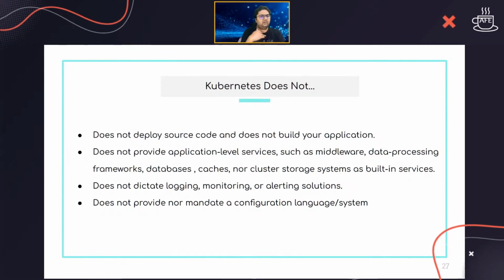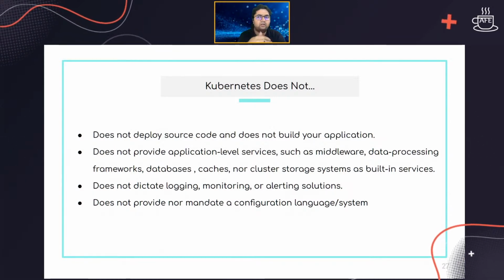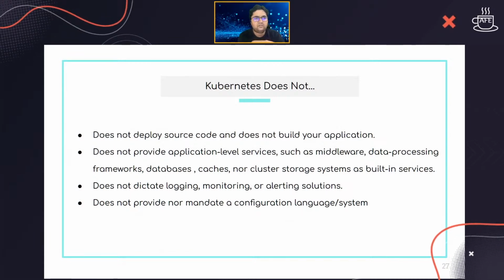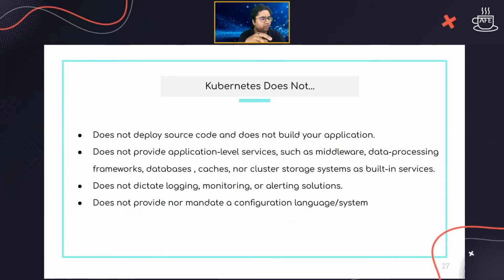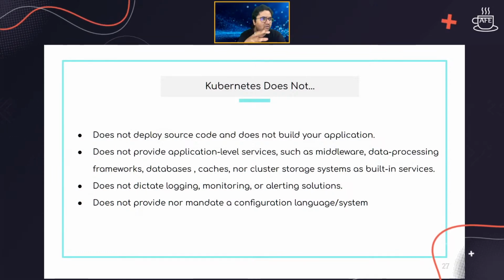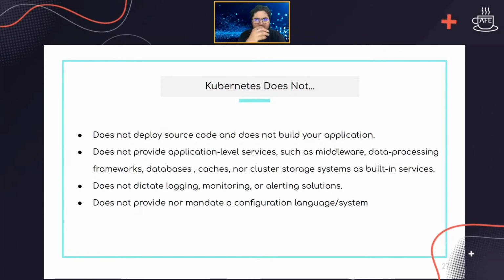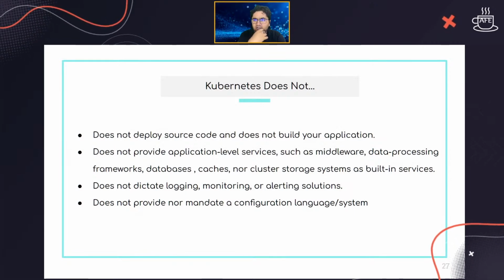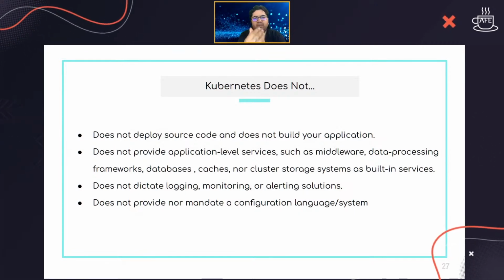Kubernetes is an orchestrator. It enables these things, but it will not do it for you. You will have to make sure that some technology, probably in the DevOps ecosystem like CI/CD, interacts with Kubernetes and enables the deployment and the build processes, right? It will not provide you application level services.